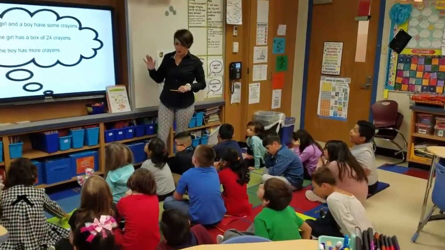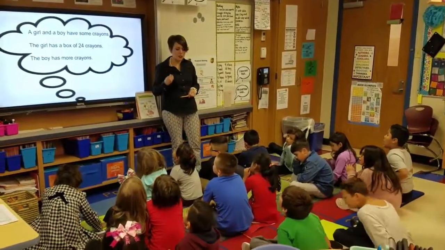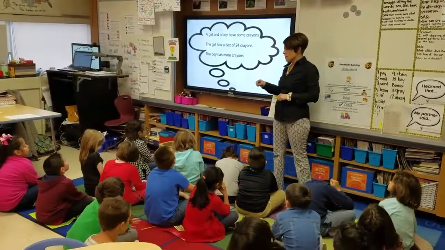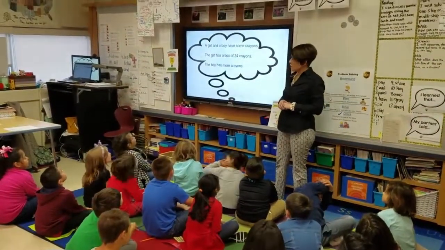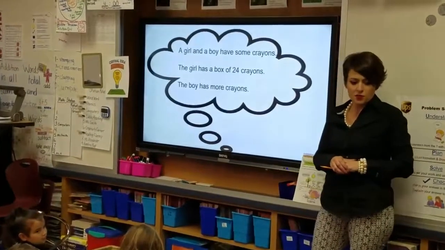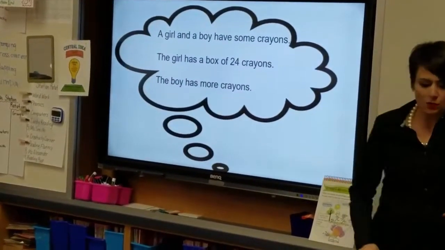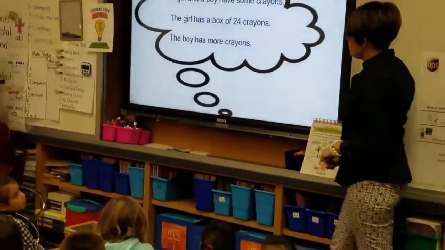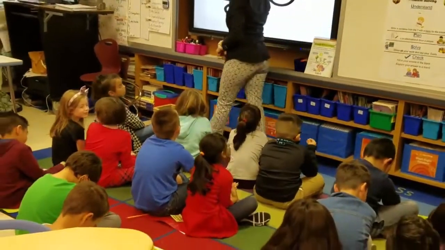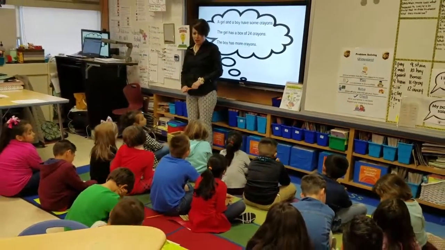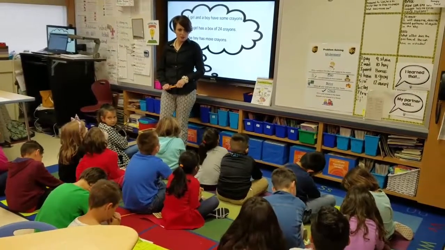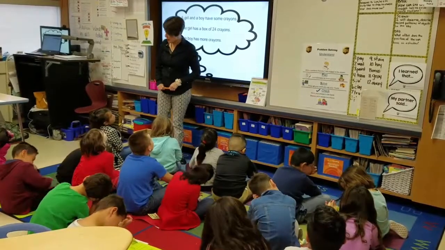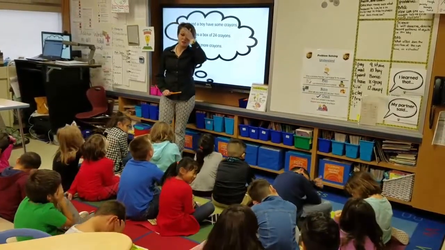And I have right here, I'm going to read this to you, and I want you to close your eyes. Okay? Let's close our eyes while I read. Everybody, Chase? Okay. A girl and a boy have some crayons. So I want you picturing a girl and a boy. I want you to picture them holding their crayons. The girl has a box of 24 crayons, and the boy has a box of more crayons. Okay, you picture in your head a boy and a girl, and they're standing there holding some crayons? No. No? Okay, well, picture. I'm going to give you just a second. Yes, you want to think about that.